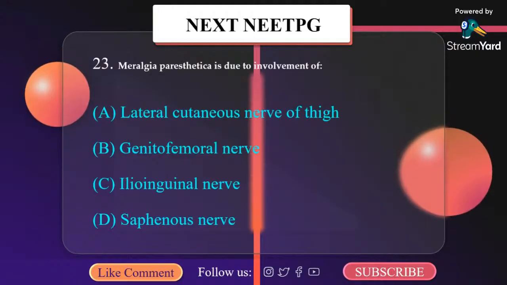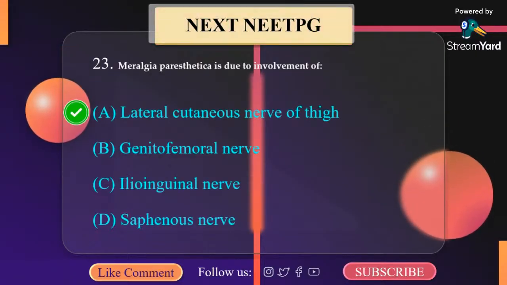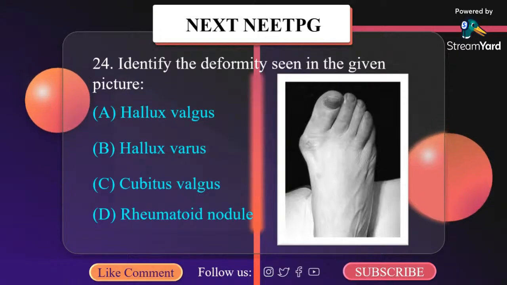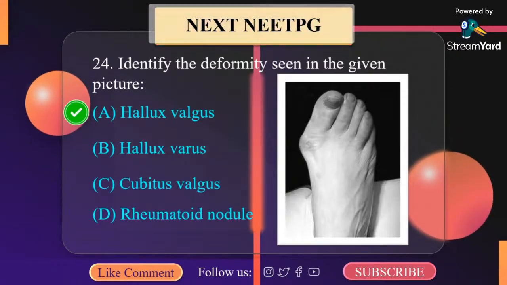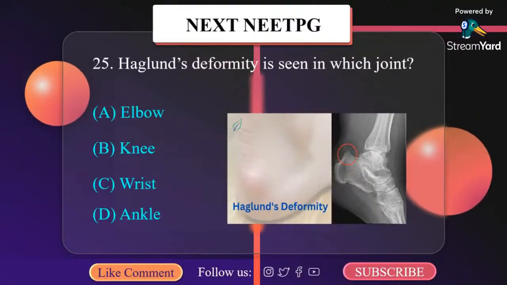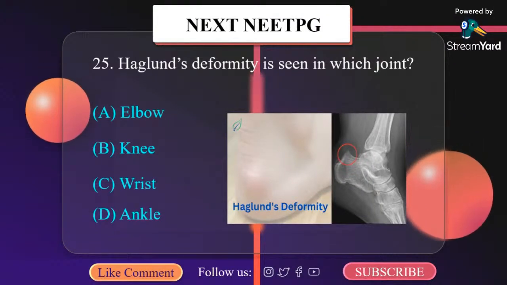Meralgia paresthetica, most often repeated MCQ, involves the lateral cutaneous nerve of thigh. Identify the deformity given in the picture. It is hallux valgus. Haglund's deformity is seen in which joint? It is seen in the ankle joint.